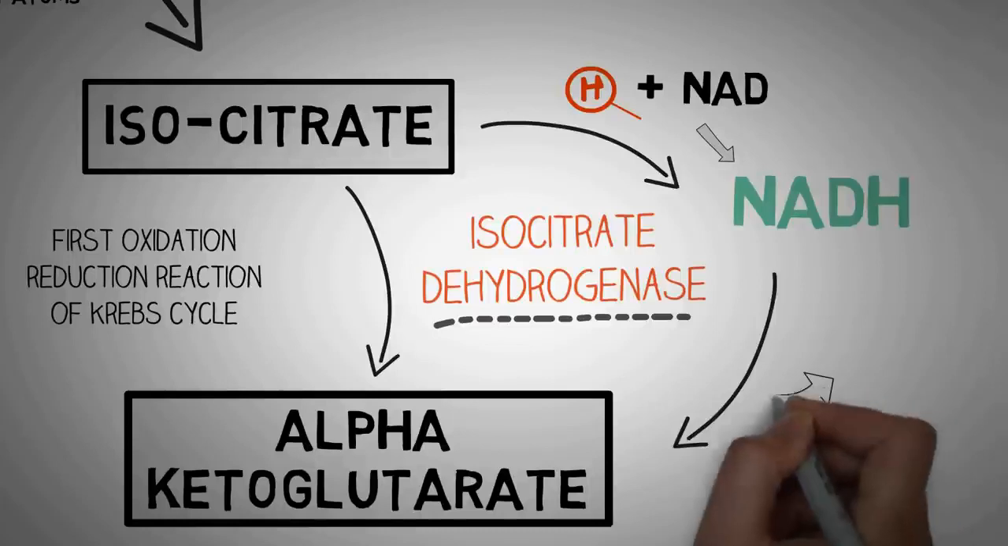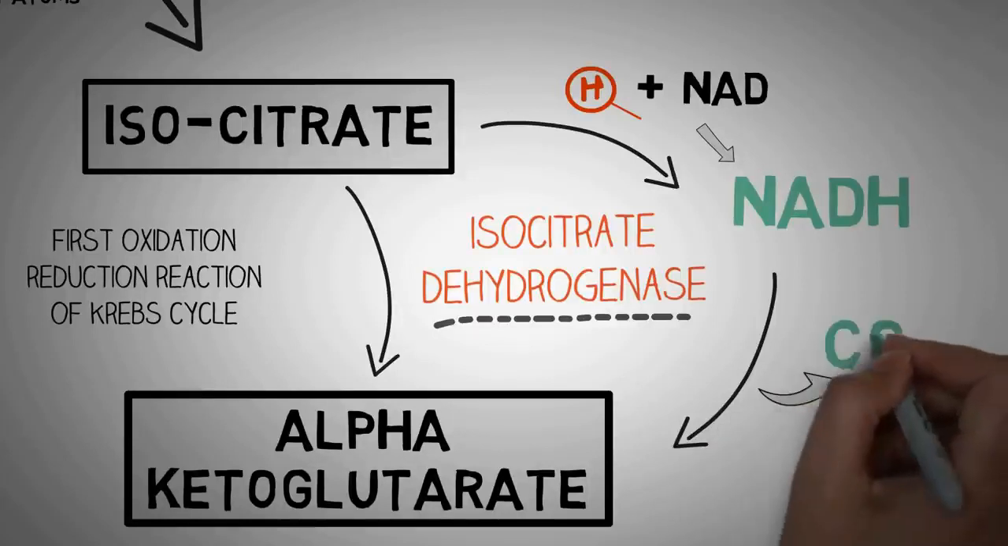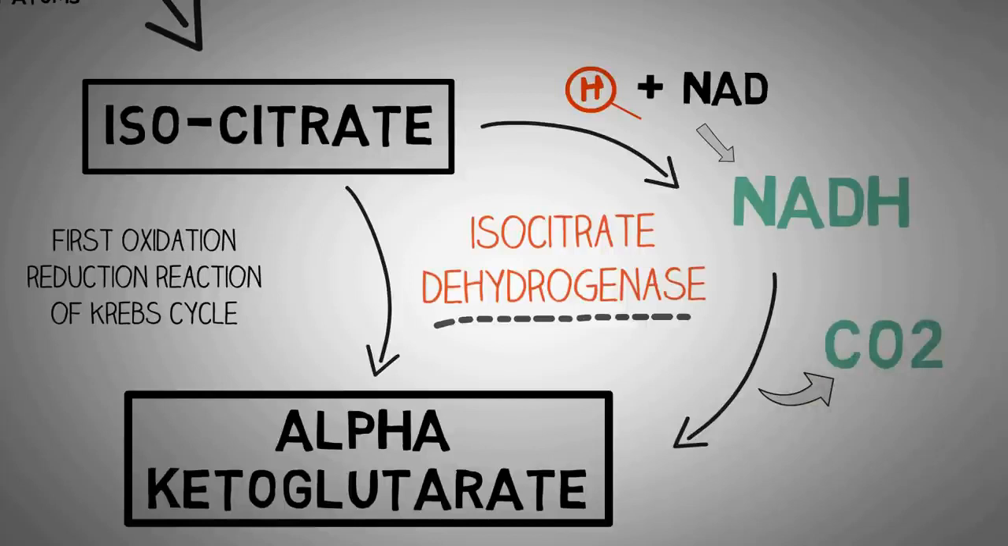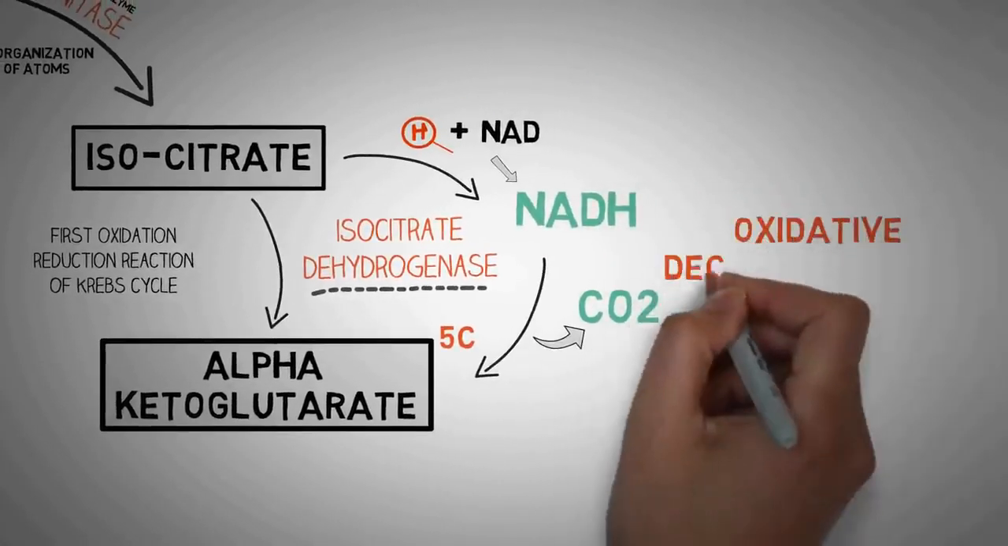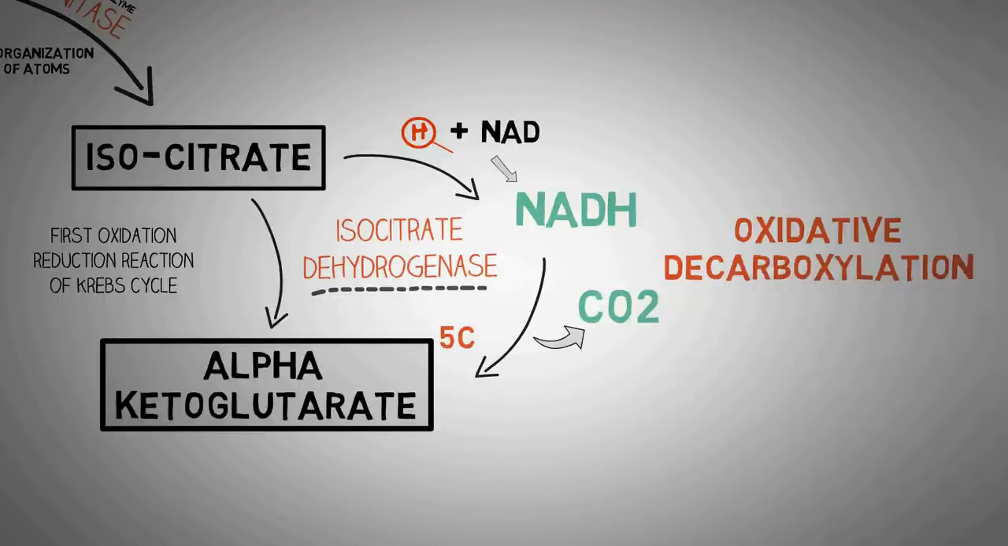In the next step of the reaction, a carbon atom is also removed from isocitrate in the form of a molecule of carbon dioxide. This leads to the formation of a 5-carbon compound known as alpha ketoglutarate. So if you look at the complete chemical process that just happened here, this is known as the oxidative decarboxylation. Oxidative because oxidation of isocitrate takes place since a hydrogen is removed from isocitrate, and decarboxylation as a carbon group is also removed from isocitrate.